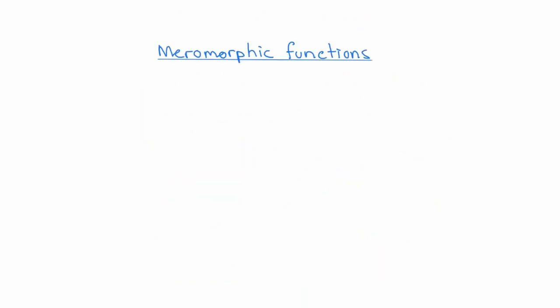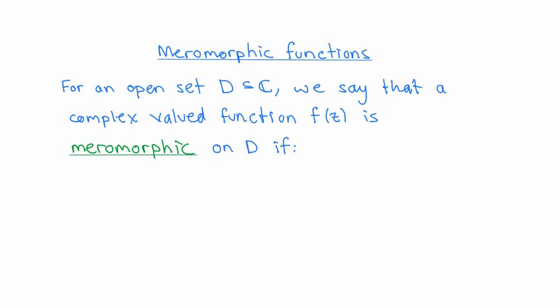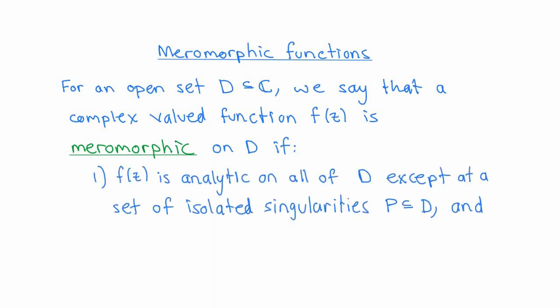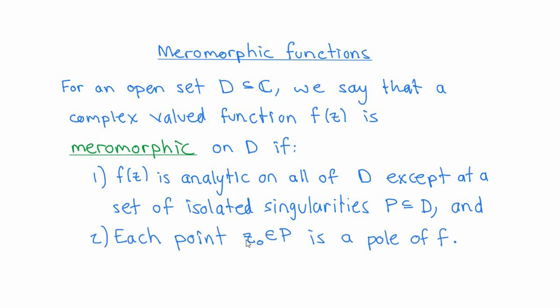Now we're ready to give the definition of what it means for a function to be meromorphic. You might have noticed that I already slipped and used the word meromorphic in my previous video. Well, here's the definition. For an open subset D of the complex plane, we say that a complex valued function f of z is meromorphic on D if two conditions are satisfied. Number one, f has to be analytic on all of D, except possibly at a set P consisting only of isolated singularities. Number two, each of those isolated singularities has to be a pole of the function f. It's not allowed to be an essential singularity.